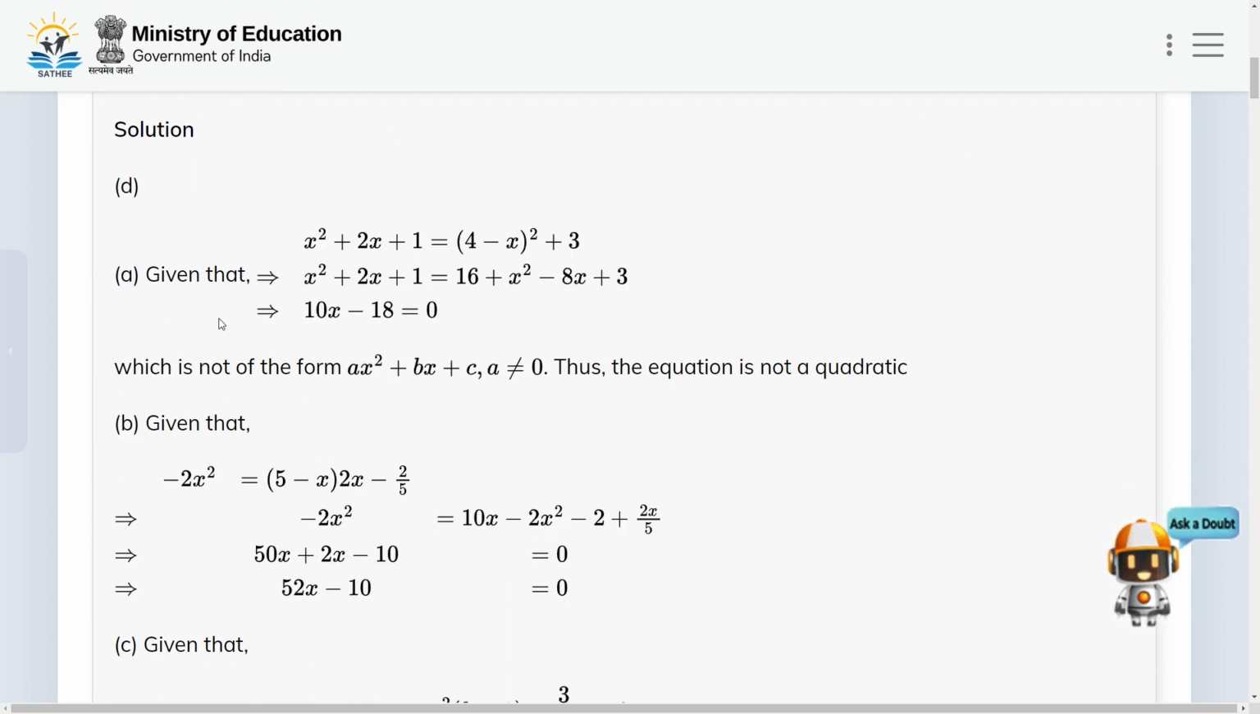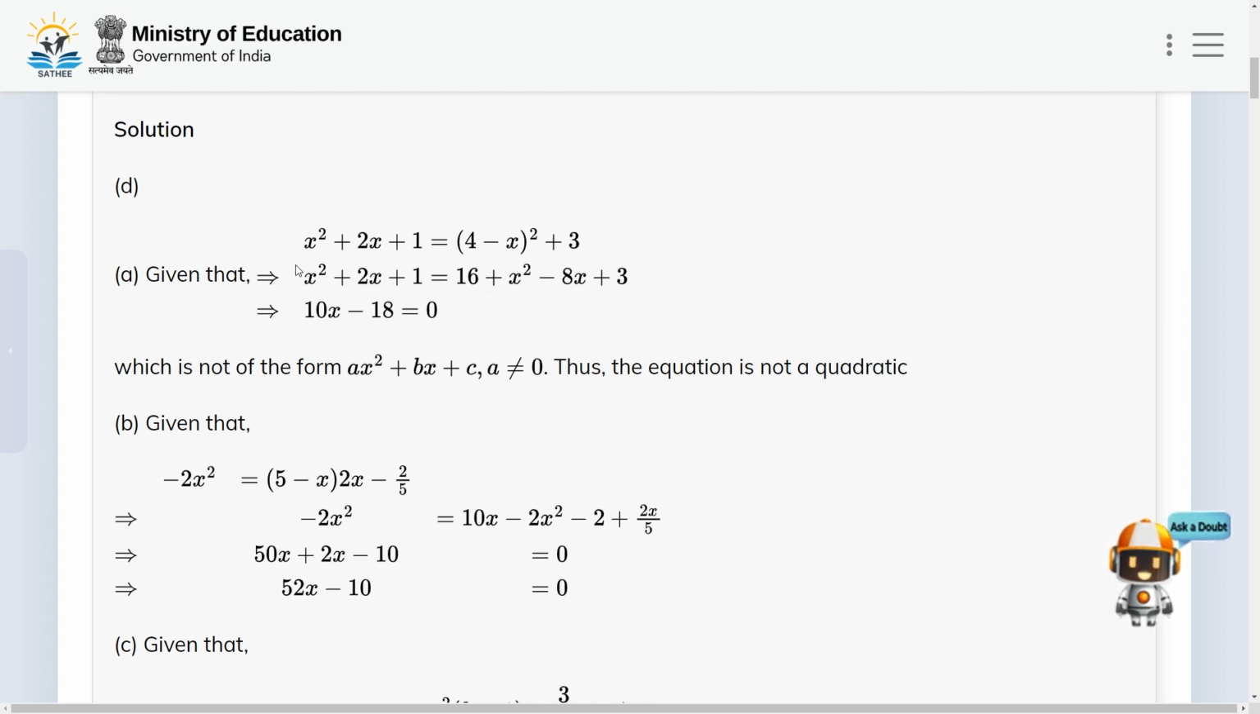Here it is given that x square plus 2x plus 1 is equal to (4 minus x) whole square plus 3. If we simplify, x square plus 2x plus 1 is equal to 16 plus x square minus 8x plus 3. Here we use the formula (a minus b) whole square equals a square minus 2ab plus b square, and simplifying the right hand side we get 16 plus x square minus 8x plus 3.